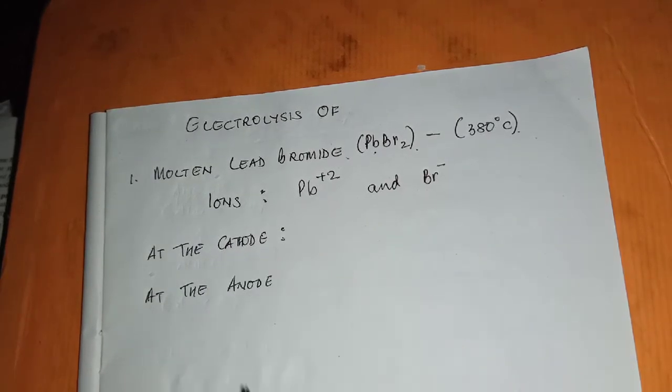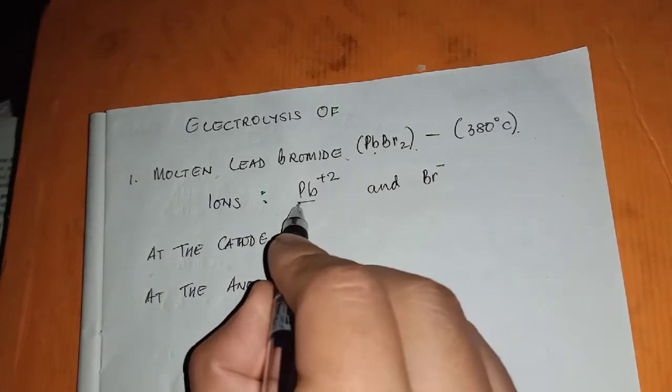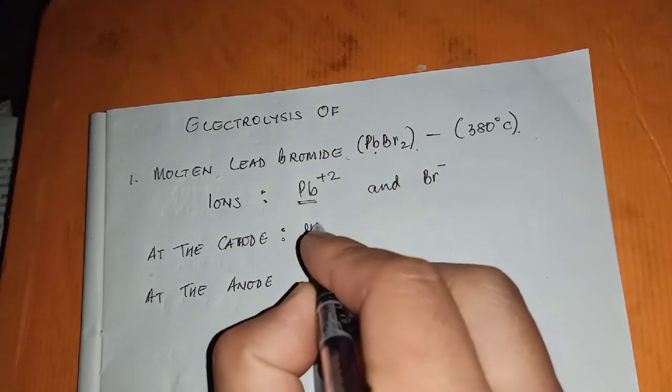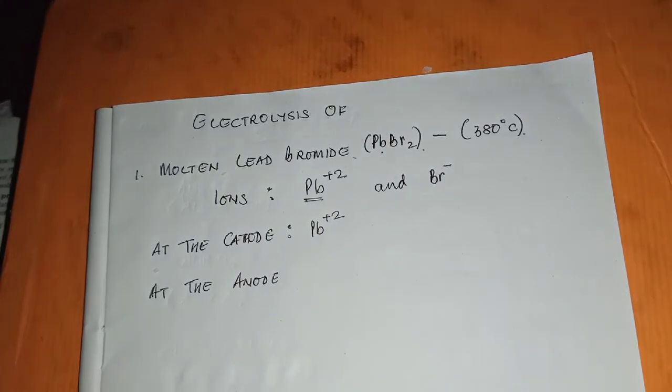Cations, CC relation, cations. So the cation over here is lead, so lead will move towards the cathode. Now at the cathode, what will happen? What type of reaction will take place?